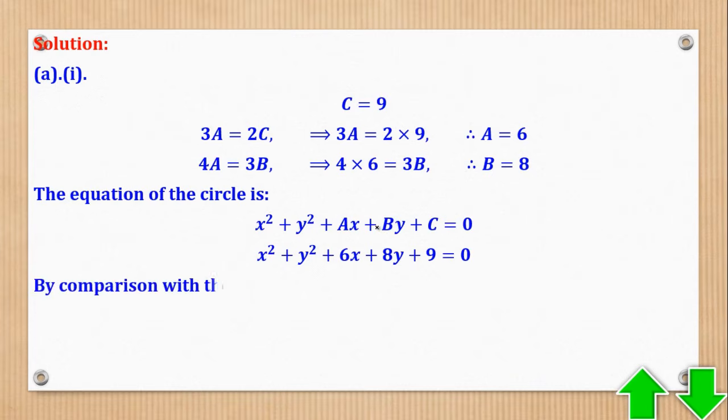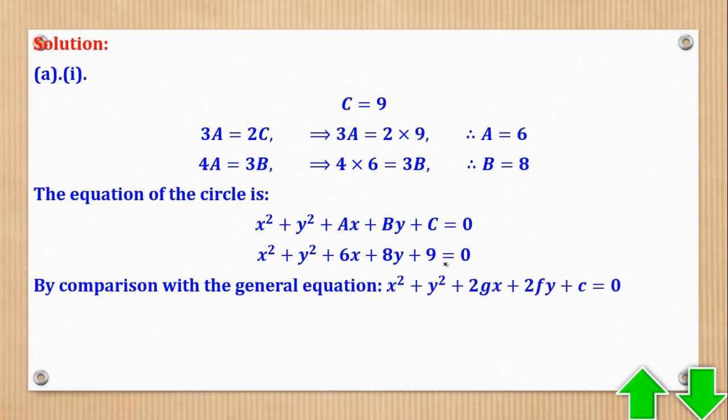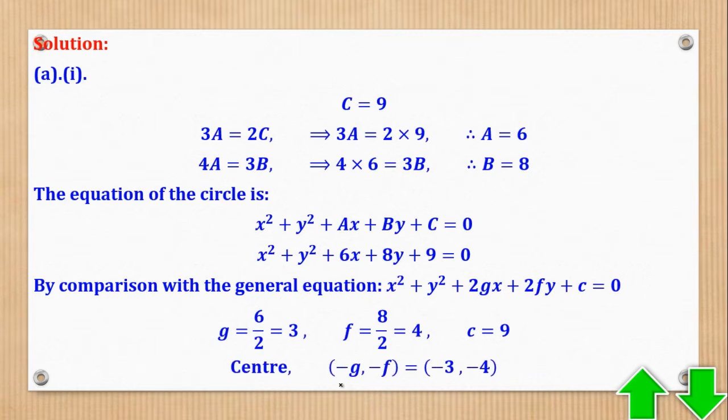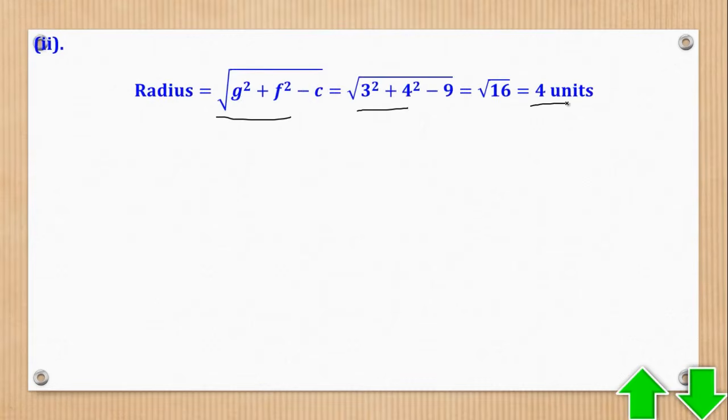Now, by comparison with the general equation, this g is half the coefficient of x, f is half the coefficient of y, and c is this constant. Therefore, the center is negative g, negative f, so negative of this and negative of that. Then for Roman 2, radius will be given by this formula, so substitute and come up with this as the radius. So now we shall go to part B, Roman 1.